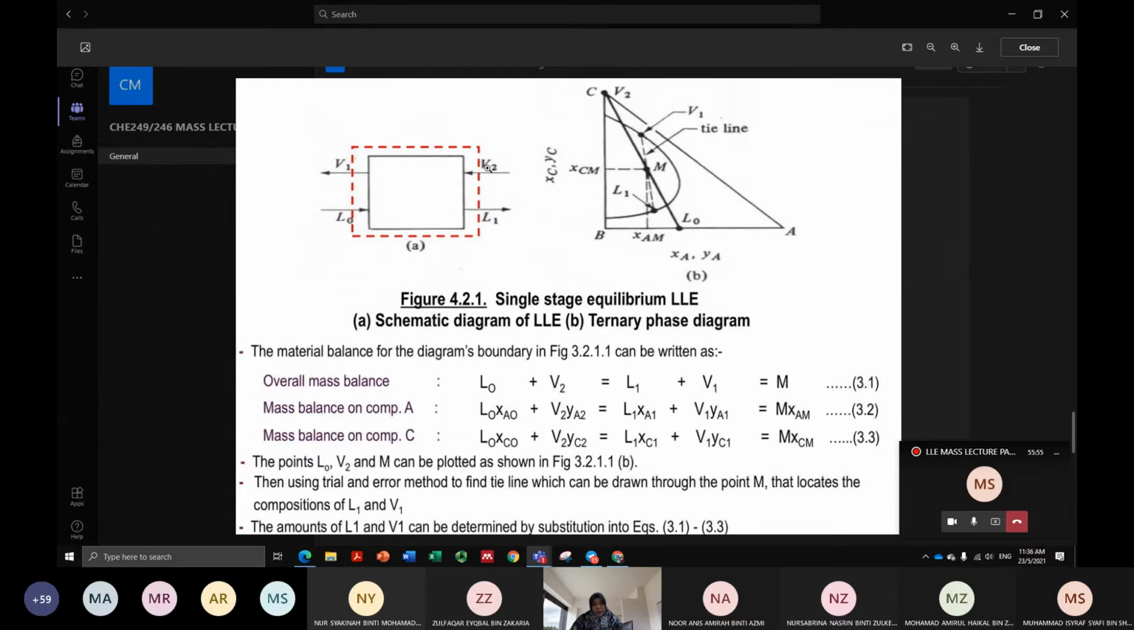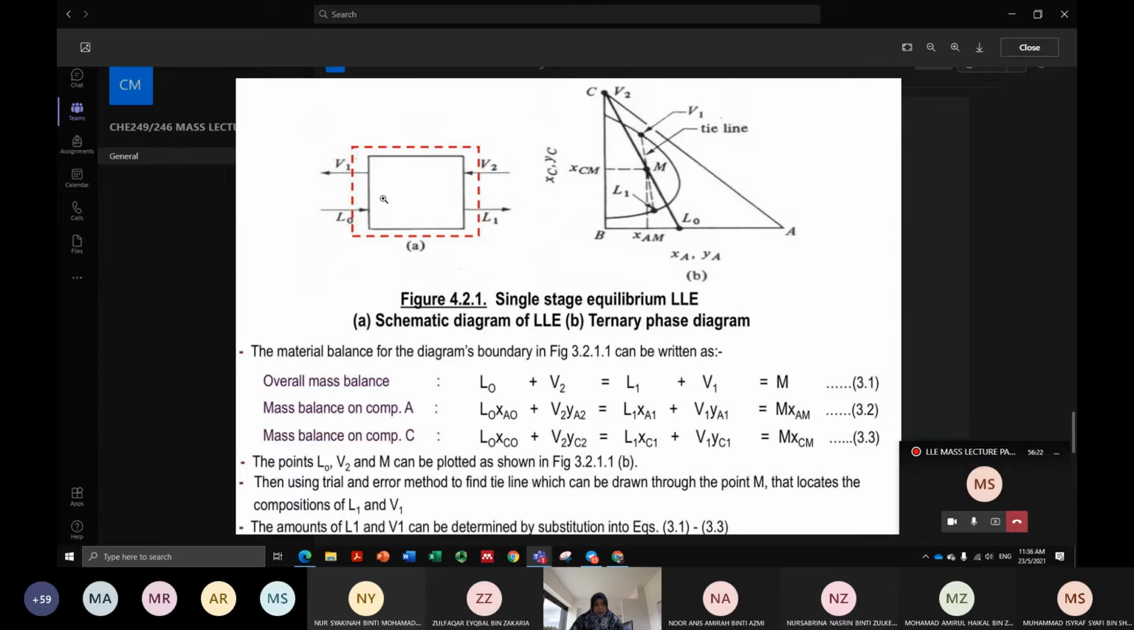V2 is light phase. V1 also light phase. Okay, L0 and V2 must be in countercurrent direction. Okay, so we're going to have single stage or multiple stage countercurrent contact with countercurrent flow.